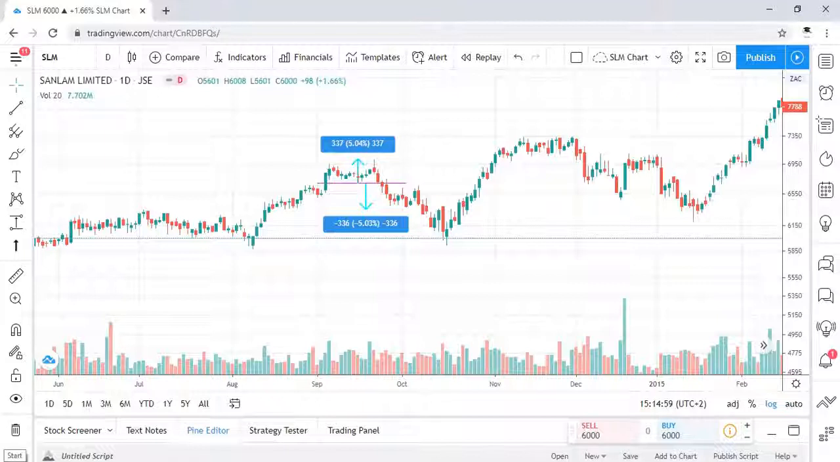We'll open up more charts and look for other trade information on the chart.